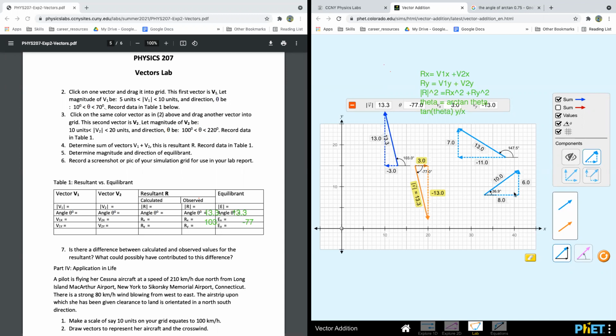Oh, is it V1x? Okay, let's try to calculate V1 itself. If you look at the table one under vector one, it's the first one. Yeah, the first one, the absolute value. Yeah. Oh, thank you, Talik.